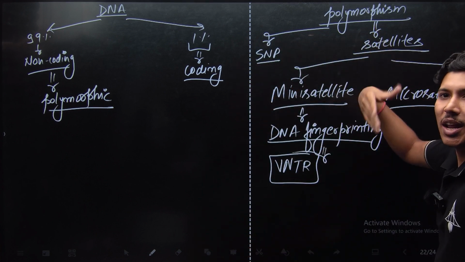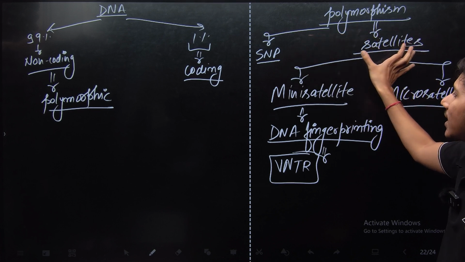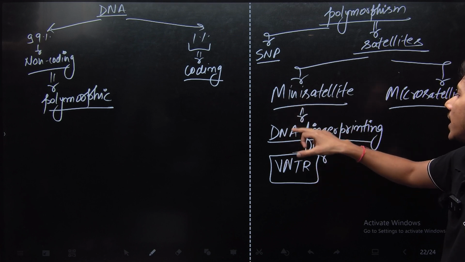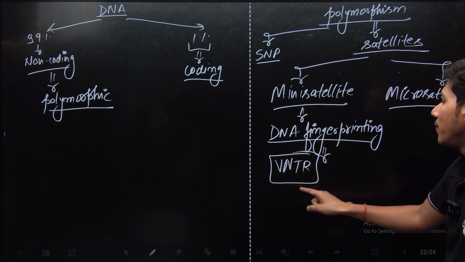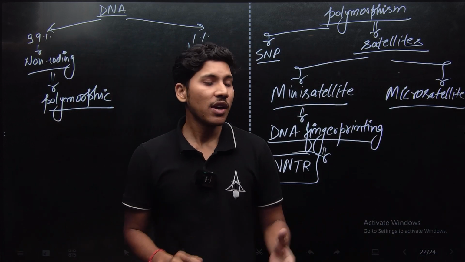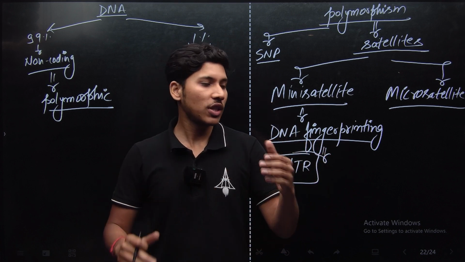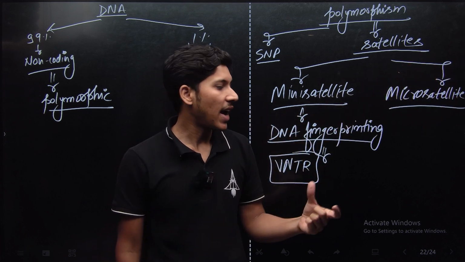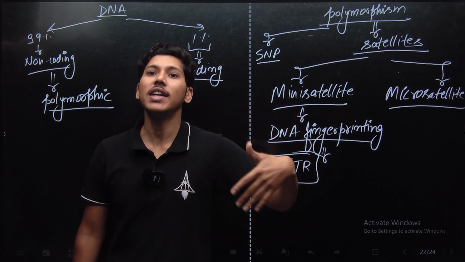Polymorphic DNA can be of many types, like single nucleotide polymorphism or satellite DNA. Satellite DNA is of two types, minisatellite and microsatellite. Minisatellites are used in the DNA fingerprinting process. This minisatellite has VNTR regions, or variable number of tandem repeats, which are unique for a particular individual. So these VNTRs are different for different individuals except monozygotic twins, and these VNTRs are compared in different individuals to compare their DNA fingerprints.